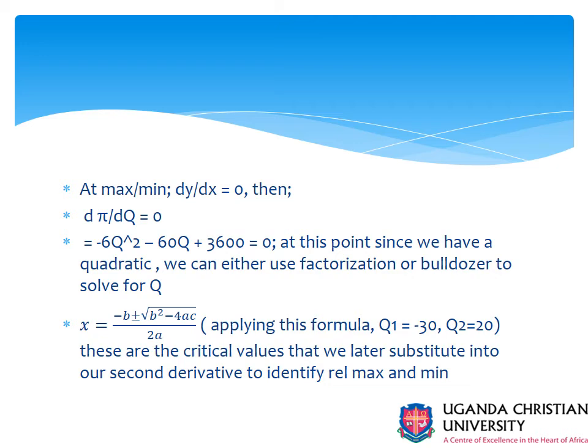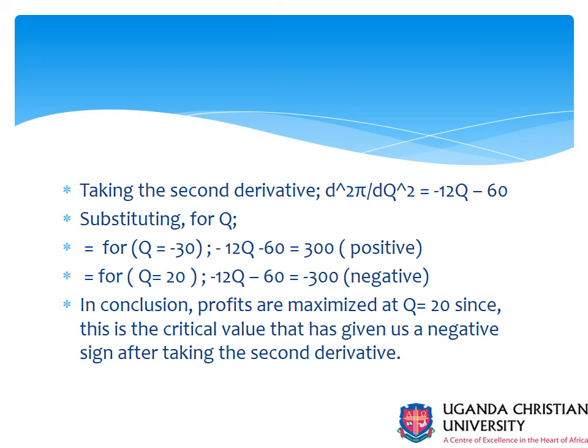So the values for Q, we got two values, Q1 as negative 30 and then Q2 as 20. So these are also known as critical values. These are the values that we are going to substitute later after taking our second derivative, so as to identify the relative maximum and or minimum. Taking the second derivative, remember we said there are two conditions of profit maximization. The first condition, the necessary and foremost condition, is dy/dx, or in this case you're looking at dπ/dQ must be equal to 0.